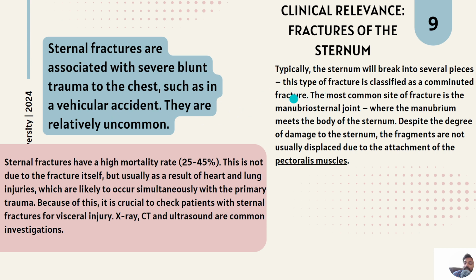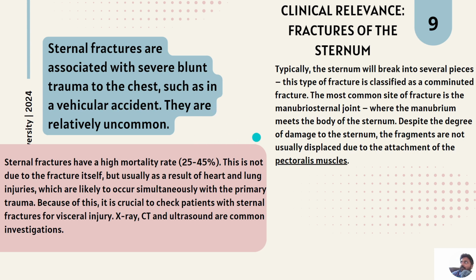Another clinical point: typically the sternum will break into several pieces. This type of fracture is classified as a comminuted fracture. The most common site of fracture is the manubriosternal joint, where the manubrium meets the body of the sternum. Despite the degree of damage to the sternum, the fragments are not usually displaced due to attachment of the pectoralis muscles.